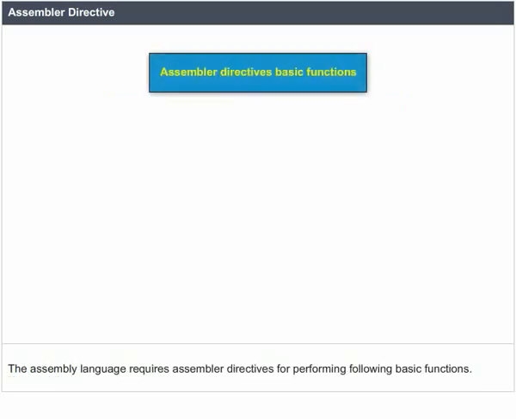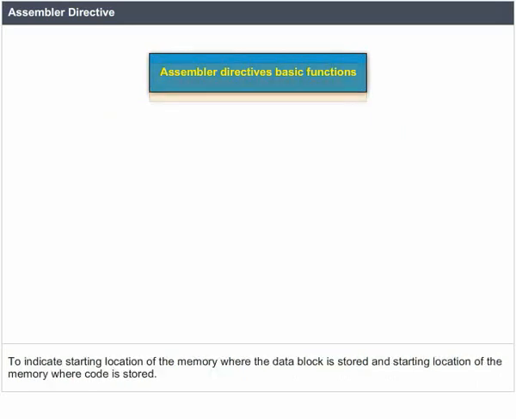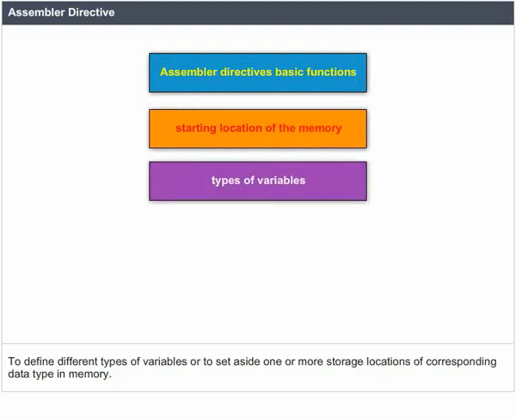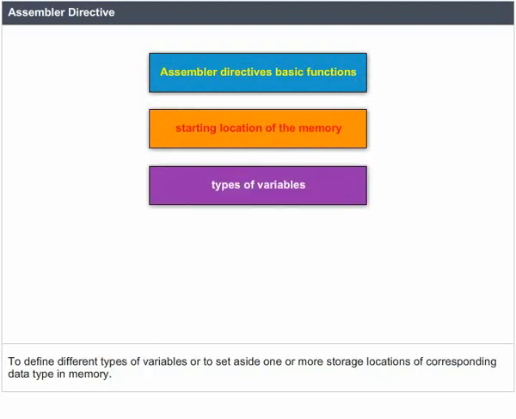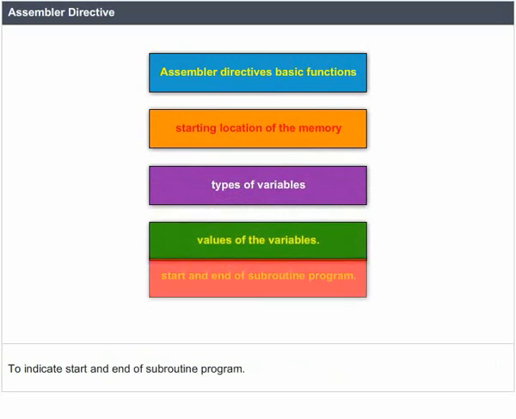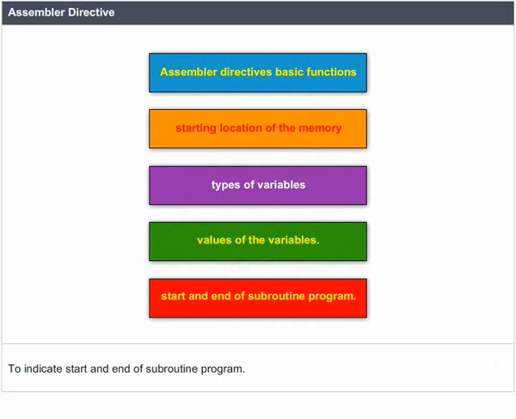The assembly language requires assembler directives for performing the following basic functions: to indicate the starting location of the memory where the data block is stored and the starting location of the memory where code is stored; to define different types of variables or to set aside one or more storage locations of corresponding data type in memory; to indicate to the assembler the values of the variables; to indicate start and end of subroutine program.